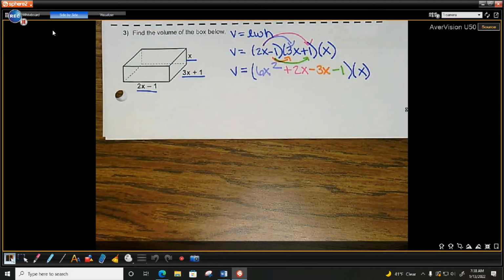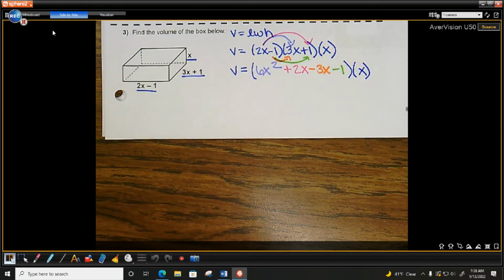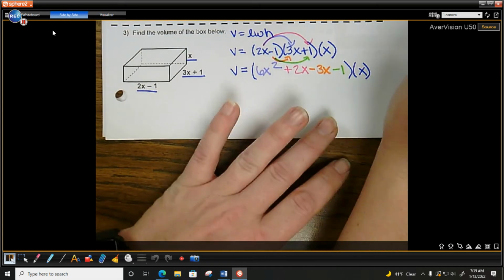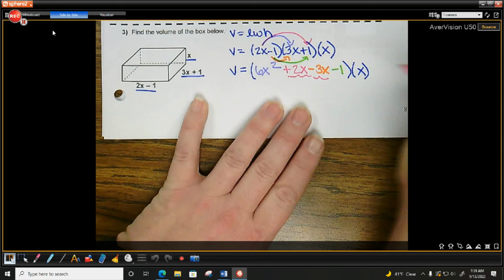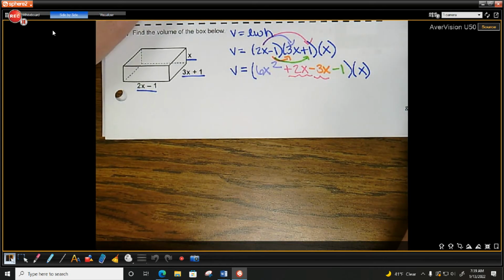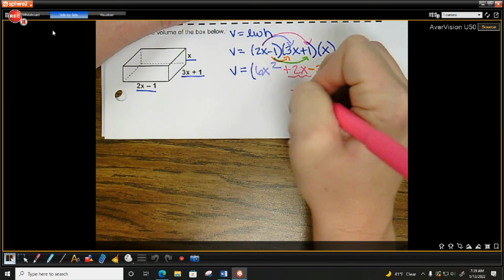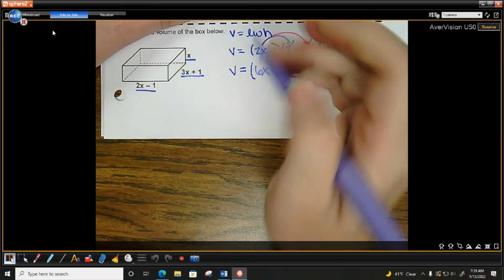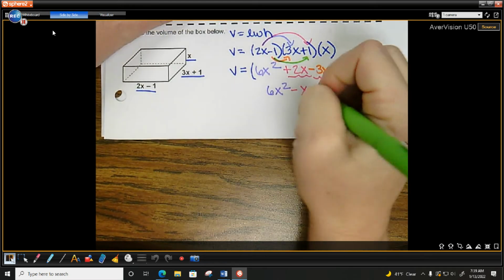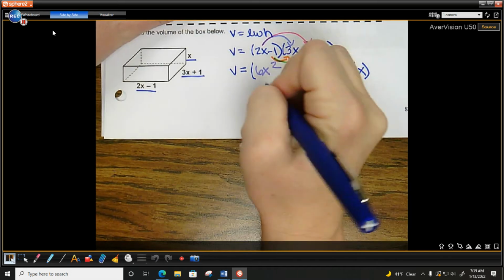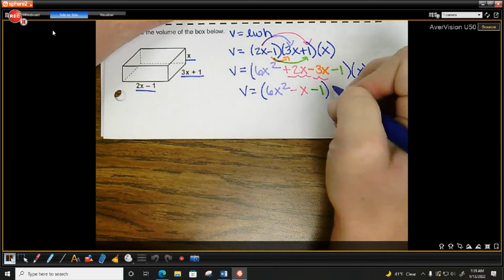Before we multiply it by that x, does anybody see something we can do? Combine like terms. What are my like terms here? 2x and what? -3x. What's 2x minus 3x? -1x. Do you need to put the 1? I'm not going to. Is it wrong if you do? No. And drop down your times x.